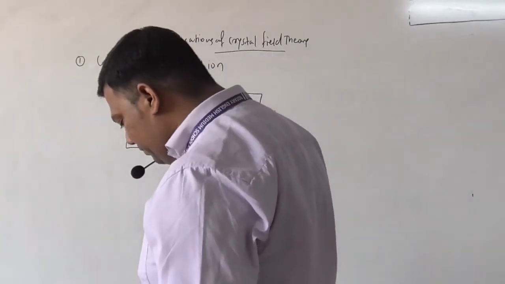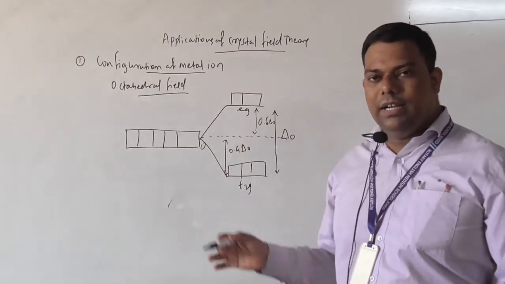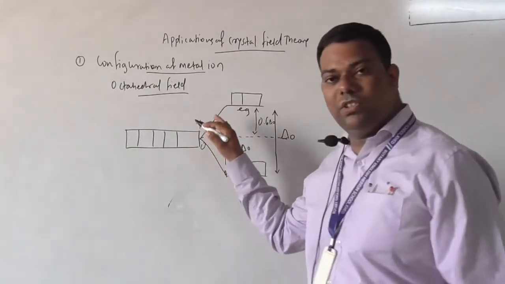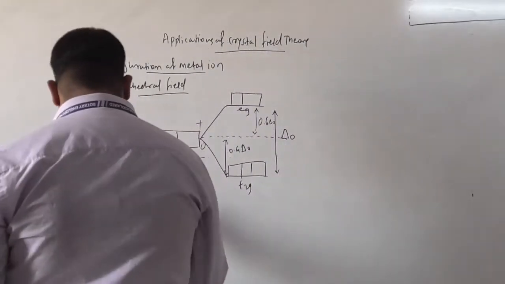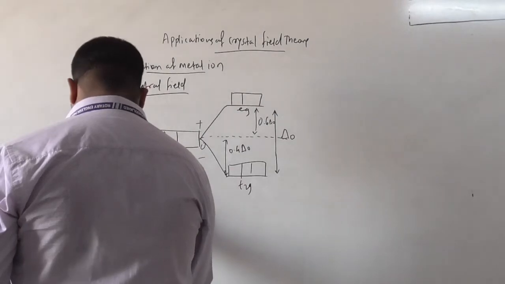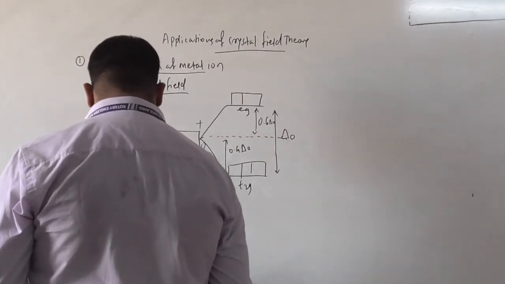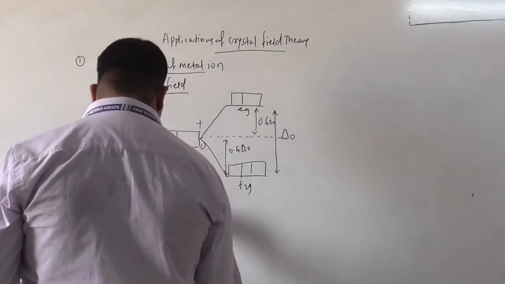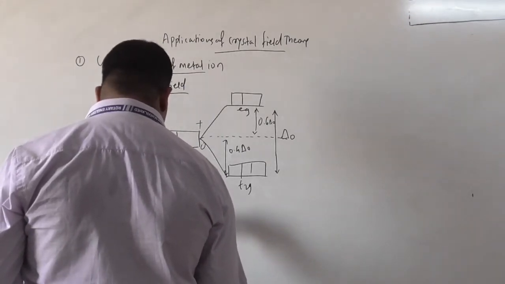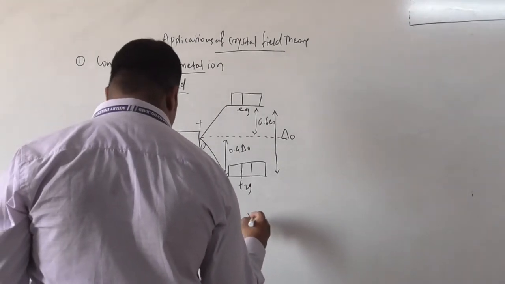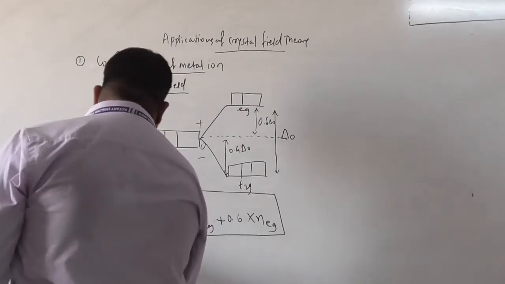Suppose we consider the center as zero. Downside, energy decreases, so minus; upside, energy increases, so plus. On this basis we can write the formula for CFSE: CFSE is equal to delta zero times minus 0.4 times the number of electrons in t2g, plus 0.6 times the number of electrons in eg. You have to keep this formula in mind.